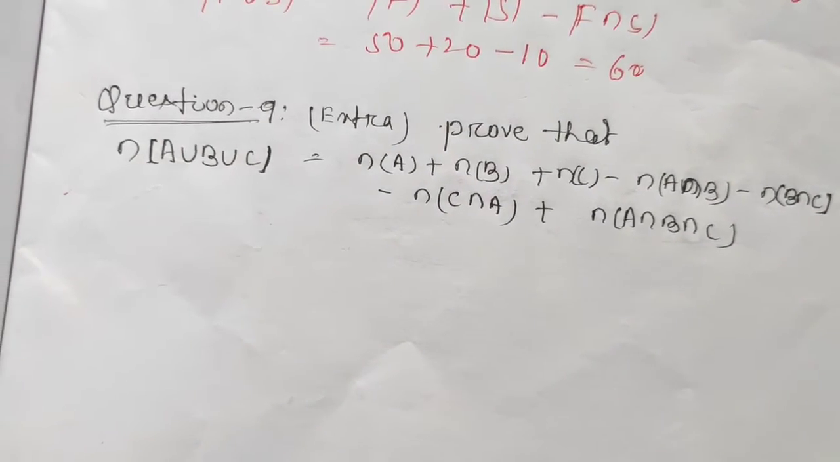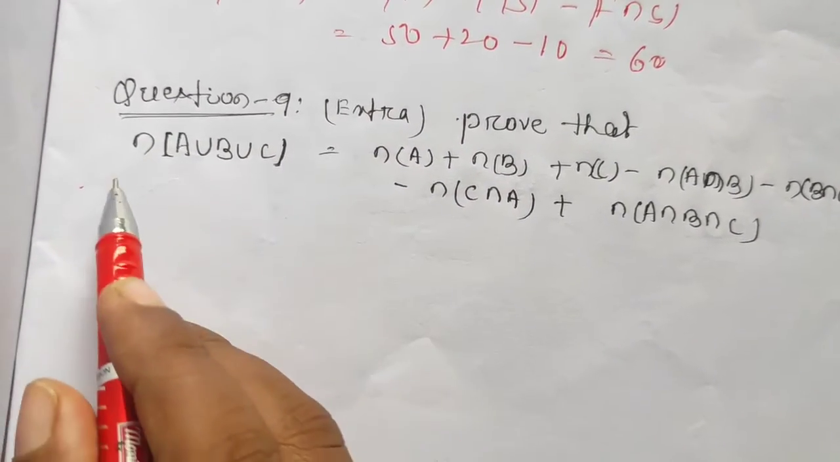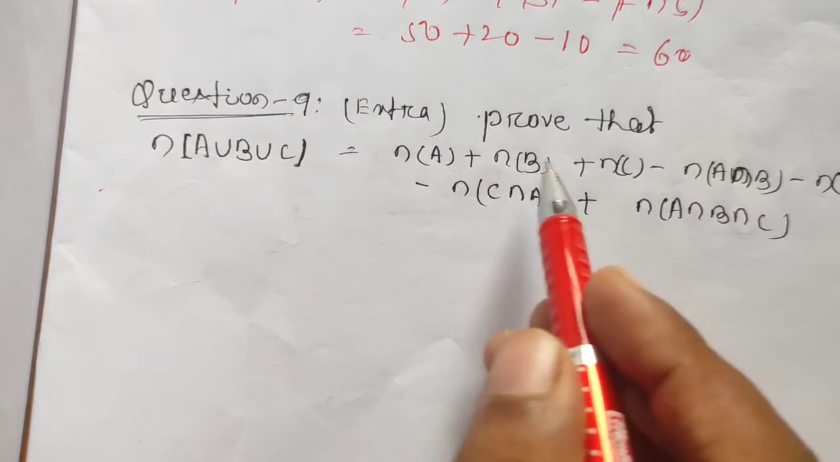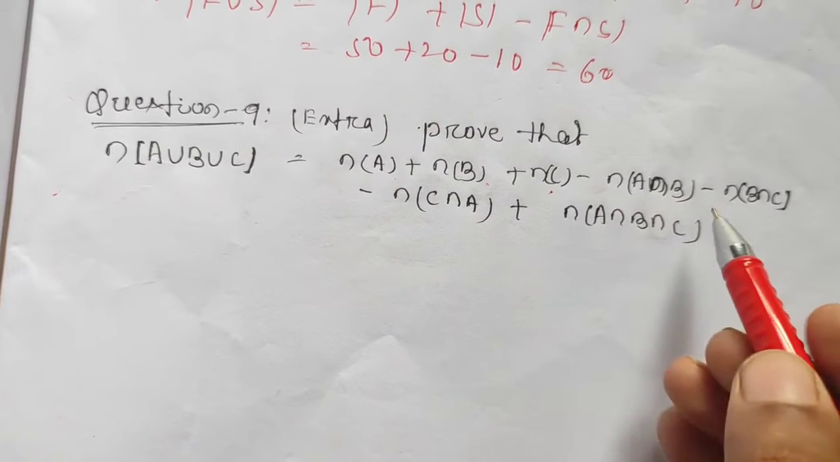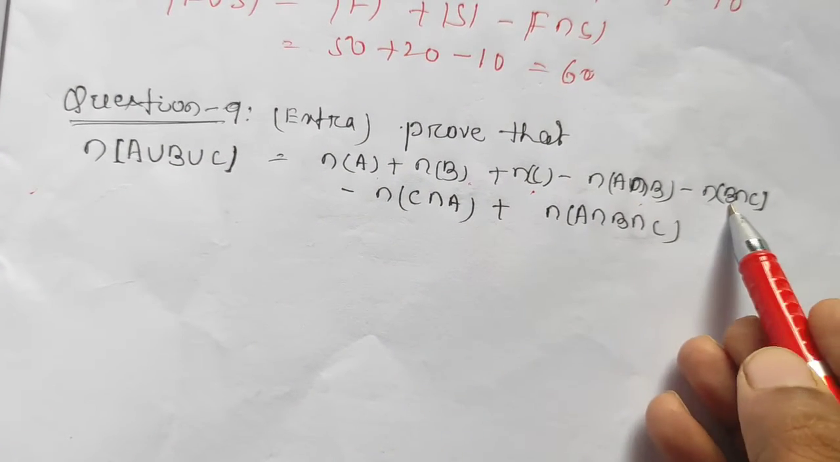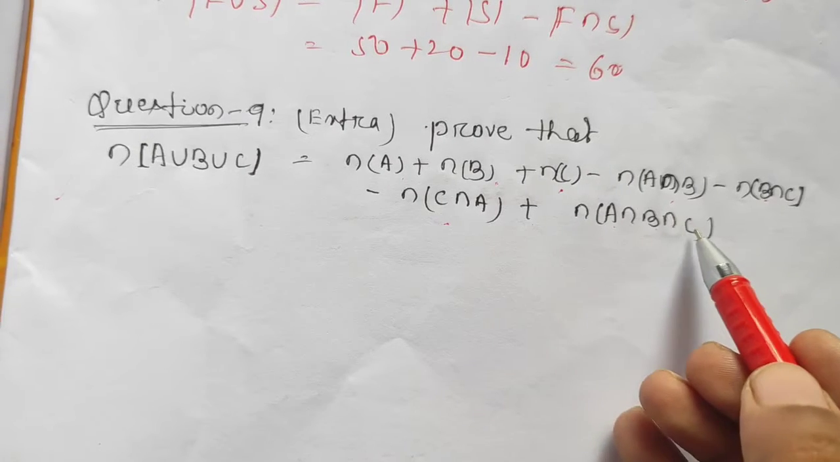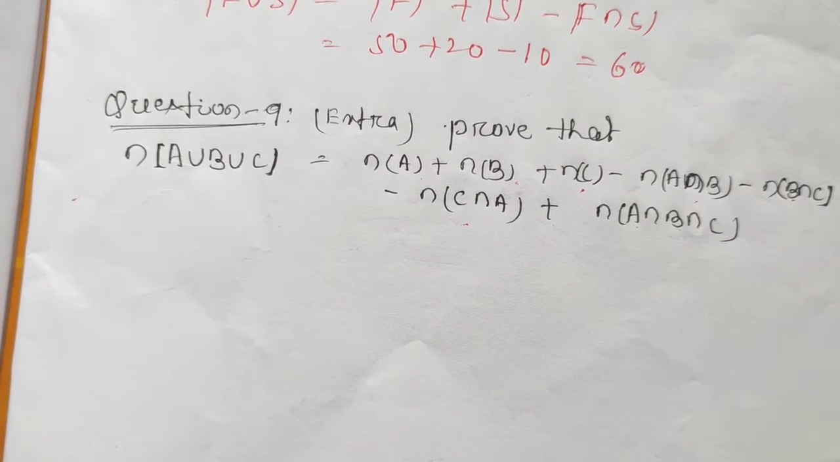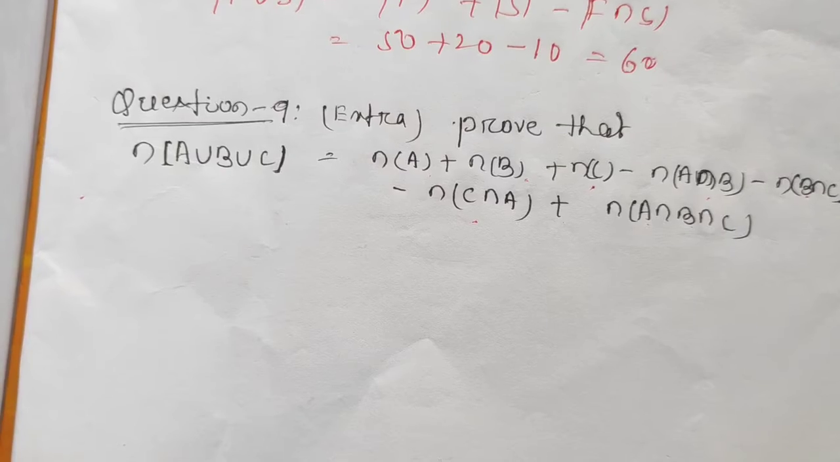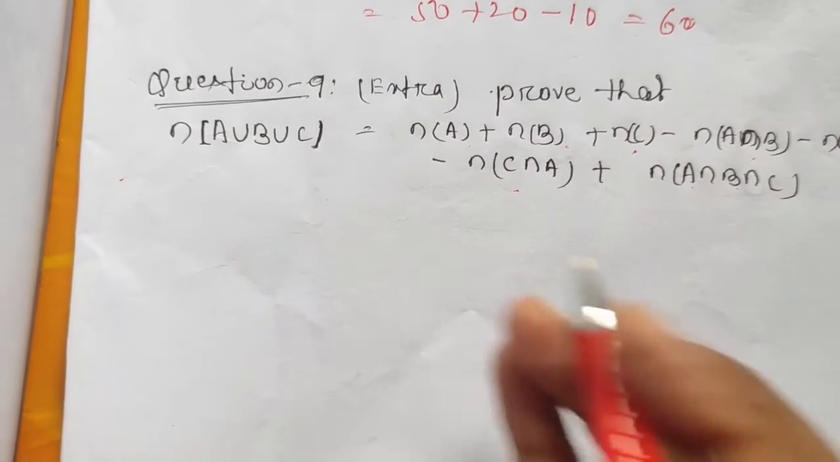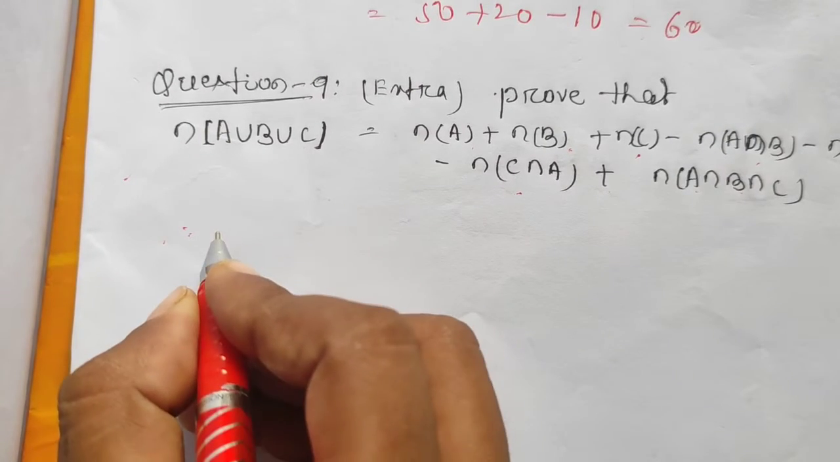Example: n of A union B union C, the mod, is equal to mod A plus mod B plus mod C minus A intersection B minus B intersection C minus C intersection A plus A intersection B intersection C. Here n of A is equal to mod A, n of B is equal to mod B, the same number of elements. That is given, the LHS.